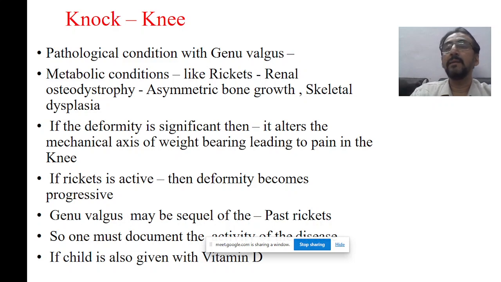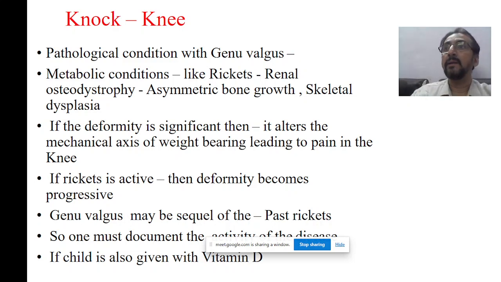Okay, the healthy renal tissue is very important for the conversion of D3, for the formation of D3, which is the most active form, and that leads to renal rickets. So any problem in the renal system, kidney system, that is renal osteodystrophies. Next, any asymmetric bone growth, some other related bone problems, may also lead to genu valgus and genu varum, or some skeletal dysplasia. These are some of the pathological issues which may lead to genu valgum and genu varum.